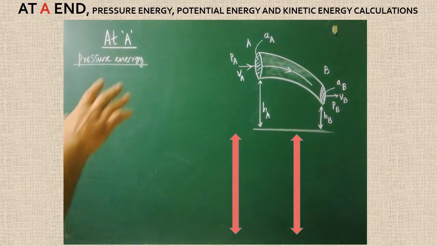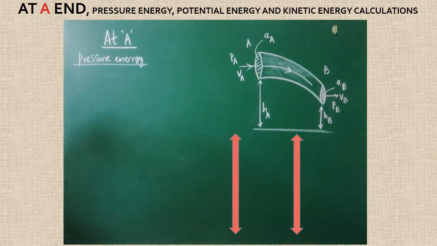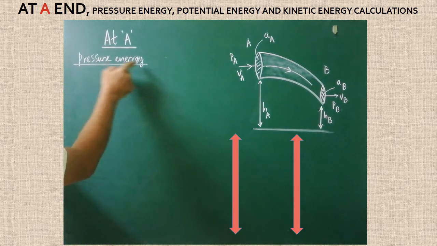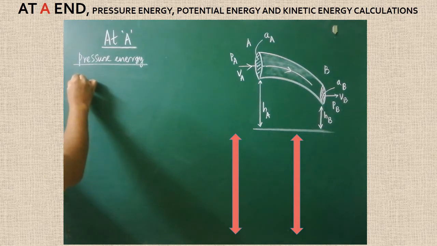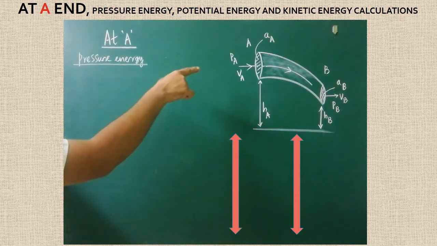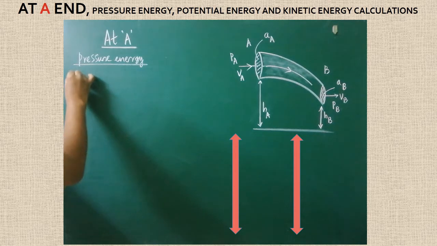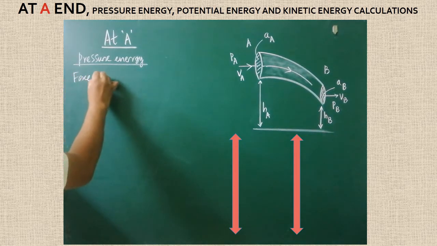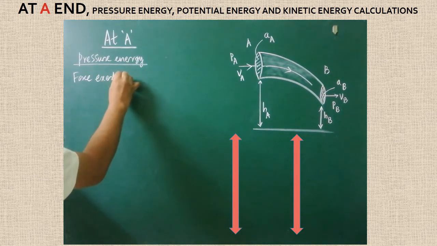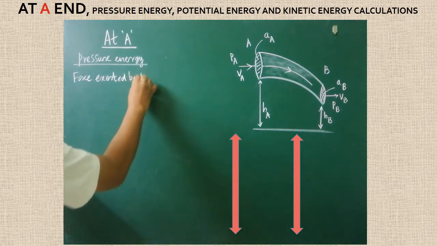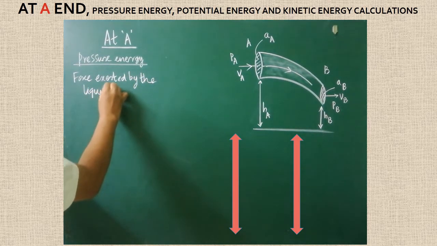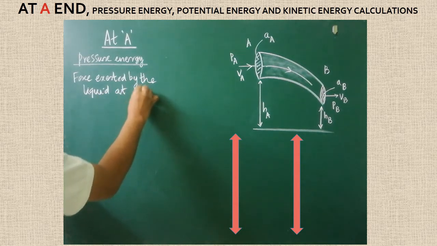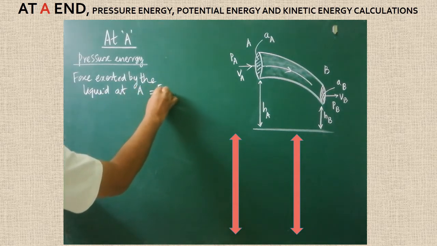Already I have explained the diagram. Now we are going to derive three energy values at A. Are you clear? First we will calculate the pressure energy. How to calculate the pressure energy? First we have to calculate the force exerted by the liquid at A. That can be written as FA.